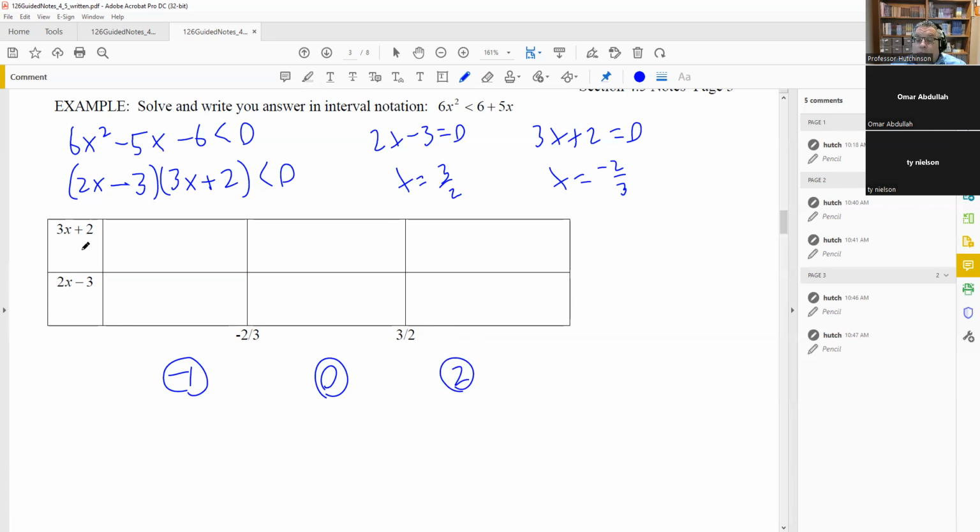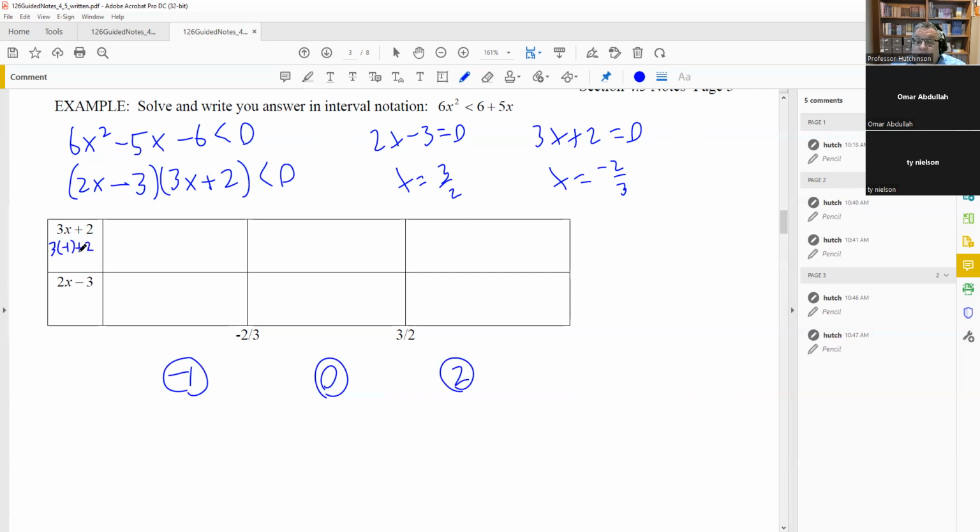These numbers, you're going to plug them into the expressions that you see here on the left-hand side. Now, this time I'm not going to show all the work like I did in the previous problem. Instead, I'm just going to give the final sign, whether it's plus or minus, in each of these. I'm going to plug -1 into here for x. So maybe I'll just write that below.